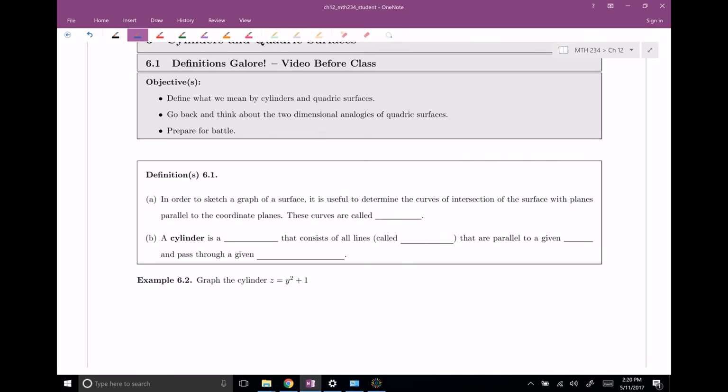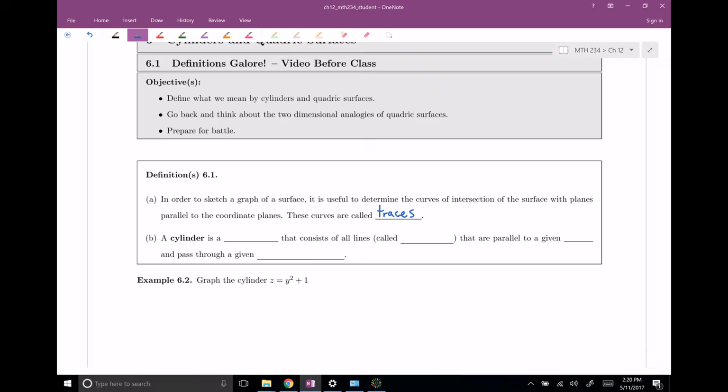So, in order to sketch a graph of a surface, which is what we're going to be doing here quite often, it is useful to determine the curves of intersection of the surface with planes parallel to the coordinate plane. So this is a lot of mumbo jumbo. It'll make a lot more sense when I actually do an example here. But these curves are called traces. So these traces are parallel to coordinate planes, okay?